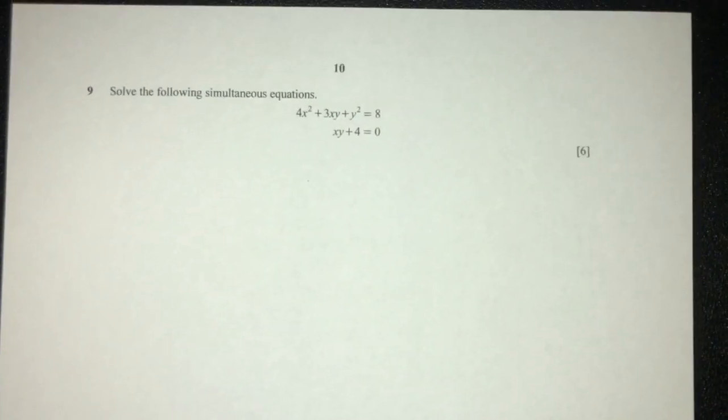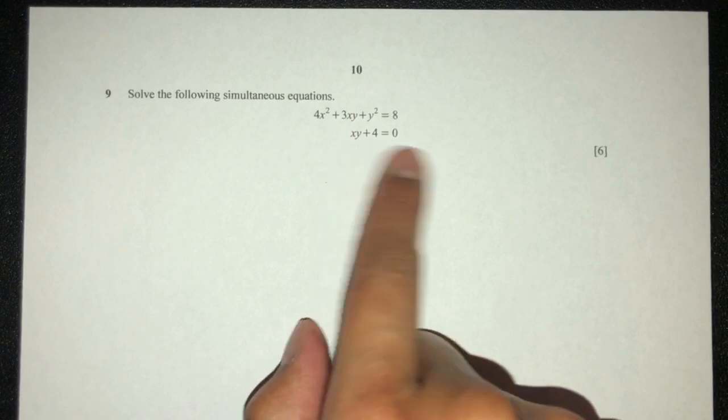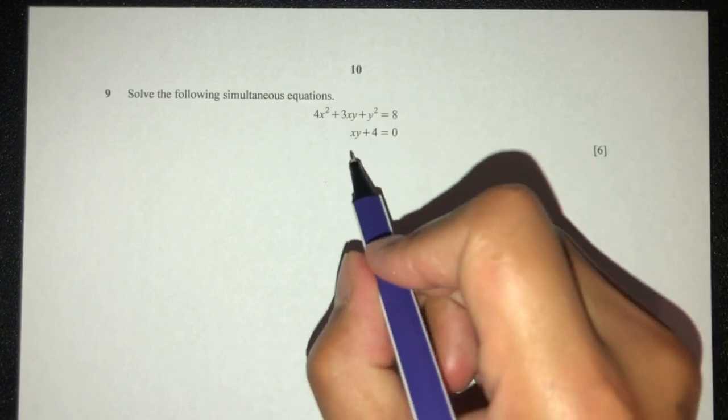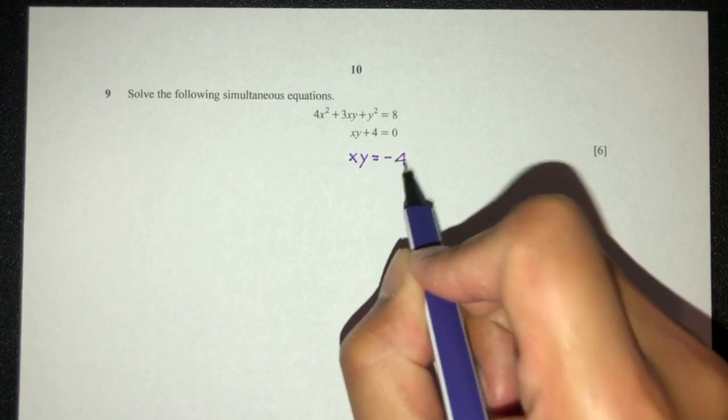Now let's move on to question number 9. So here what do we have to do? We have to solve the simultaneous equations, meaning we have to find the value of x and y. So one by one, this one is kind of complicated. Let's make this one the subject. So here we have xy is equal to minus 4.